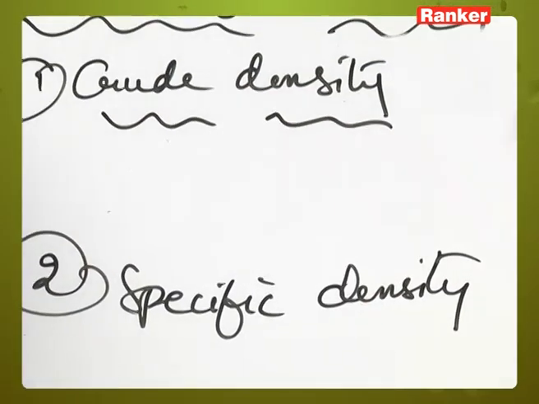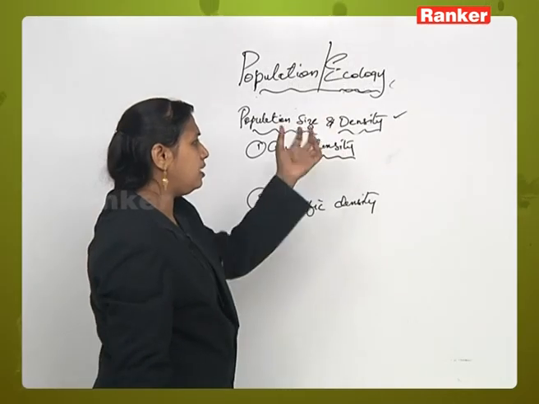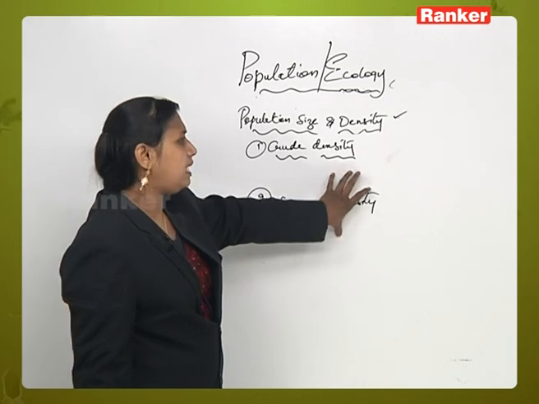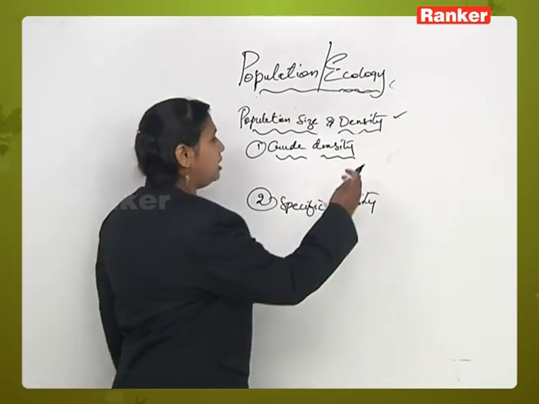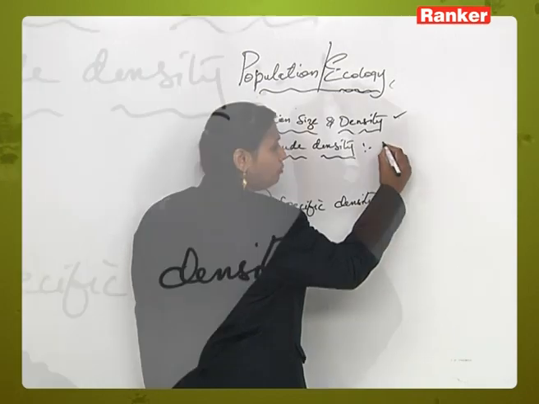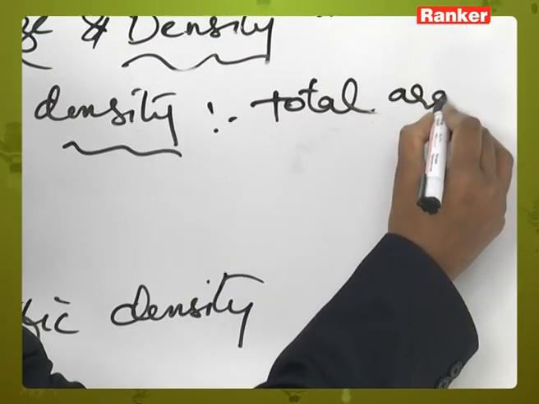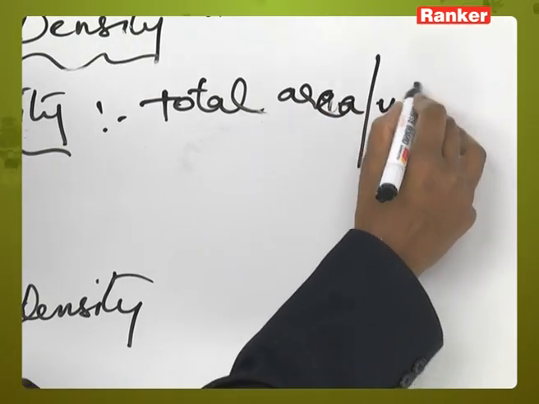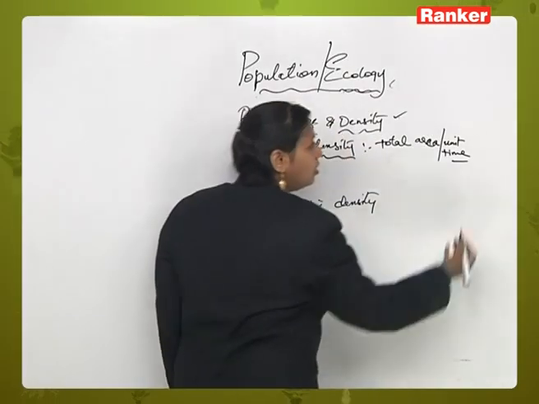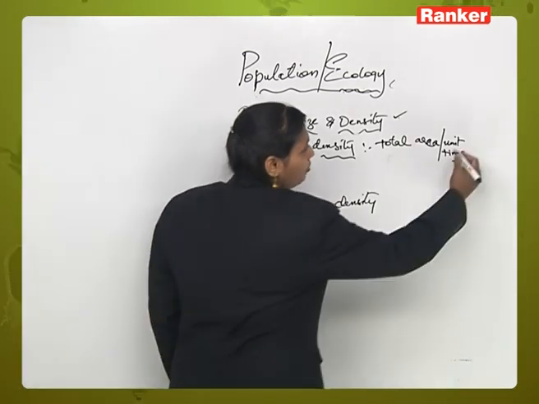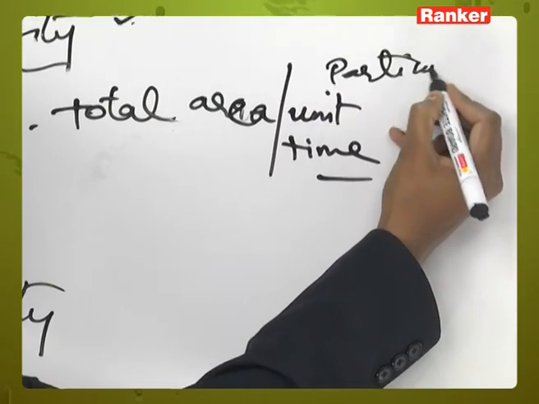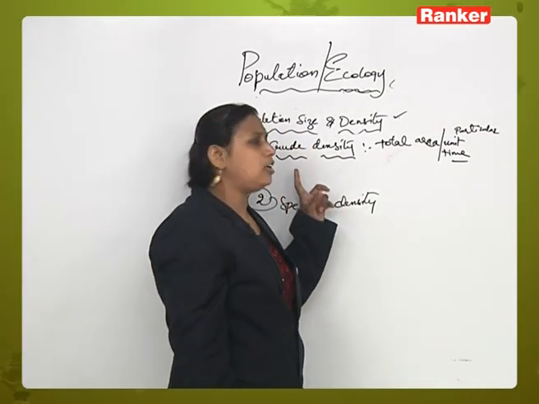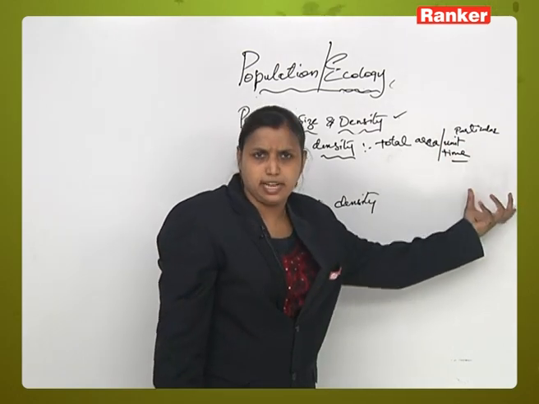So in crude density we will talk about taking into consideration the population density measured per total area at a particular time. The crude density is nothing but the population density of total area per unit time, or you can also call it for a particular time. So crude density is nothing but population density of the total area at that particular time per unit area.